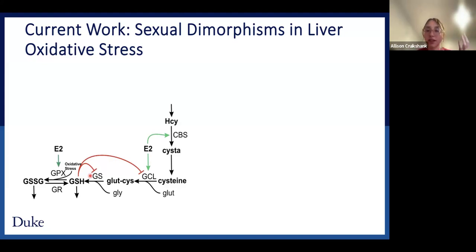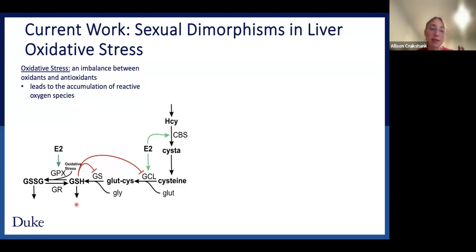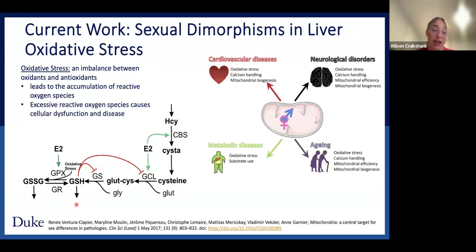But you might be asking, what is oxidative stress and why do I care about making a mathematical model of it? Oxidative stress is an imbalance between oxidants and antioxidants. Glutathione's an antioxidant. This imbalance leads to accumulation of reactive oxygen species, and excessive reactive oxygen species cause cellular dysfunction and disease. They're important signaling molecules at physiological levels, but as always, everything in balance. Excessive levels cause cellular dysfunction and disease.